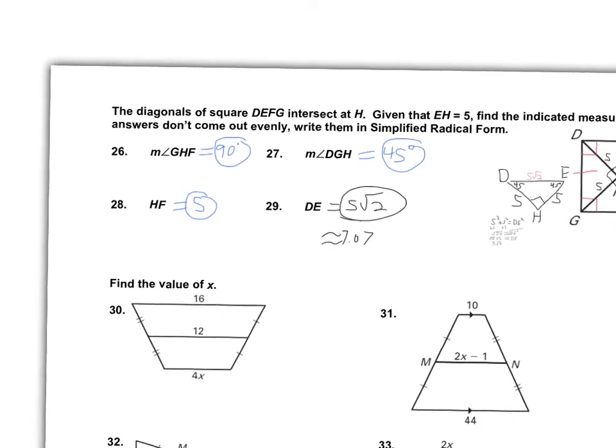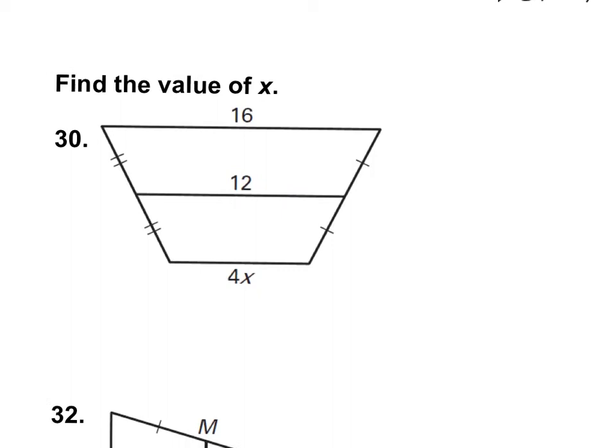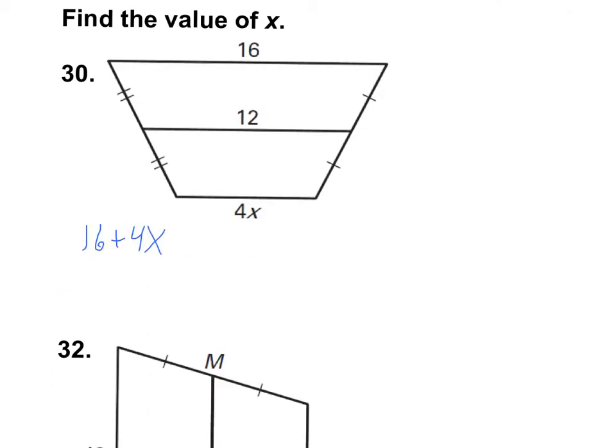Okay. Next, we're talking about trapezoids. And you can see in number 30 that what we have drawn in is the mid-segment of the trapezoid. The mid-segment is where you connect each midpoint of the legs. So this is splitting this leg in half, this is splitting this leg in half. And we said that the length of the mid-segment is the average length of the bases. In other words, you add both bases together, 16 plus 4x, and you would divide it by 2. You're averaging. You're adding them up and dividing by 2. And actually, we know the answer. It's going to equal 12 in this case, so we just have to solve this.